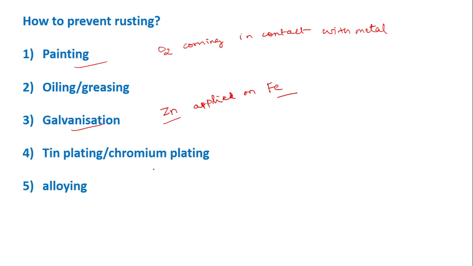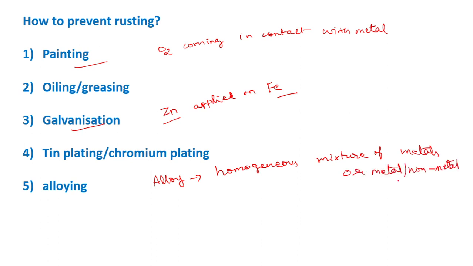Then alloying. What is an alloy? Alloy means a homogeneous mixture of metals, or metal and non-metal. A small amount of metal or non-metal is added to the desired metal for preventing rusting or to improve the property of the metal.